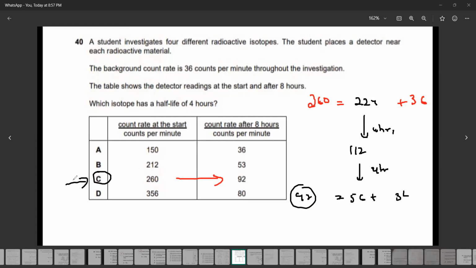Is it clear? So this is how we solve this question. We consider that each of them has a half-life of 4 hours, and we identify how many radiations will be there after 8 hours for each of them, including the background.